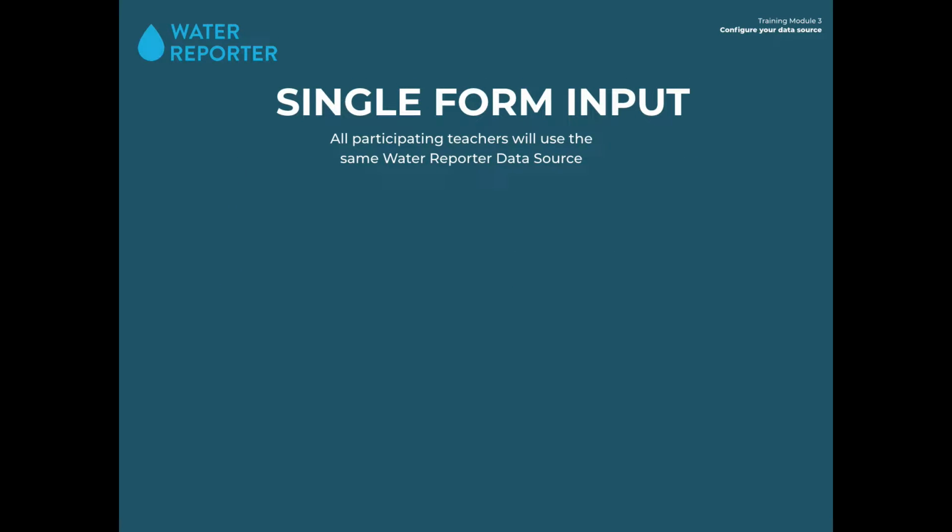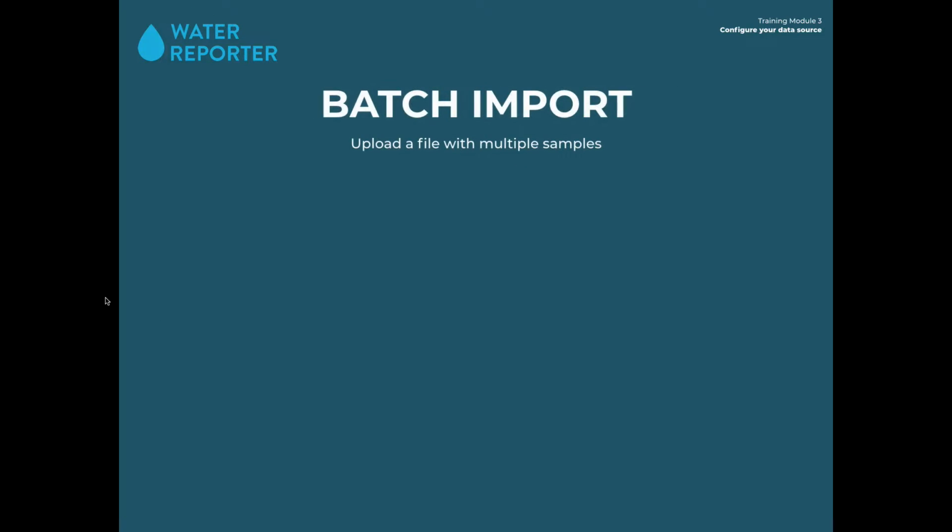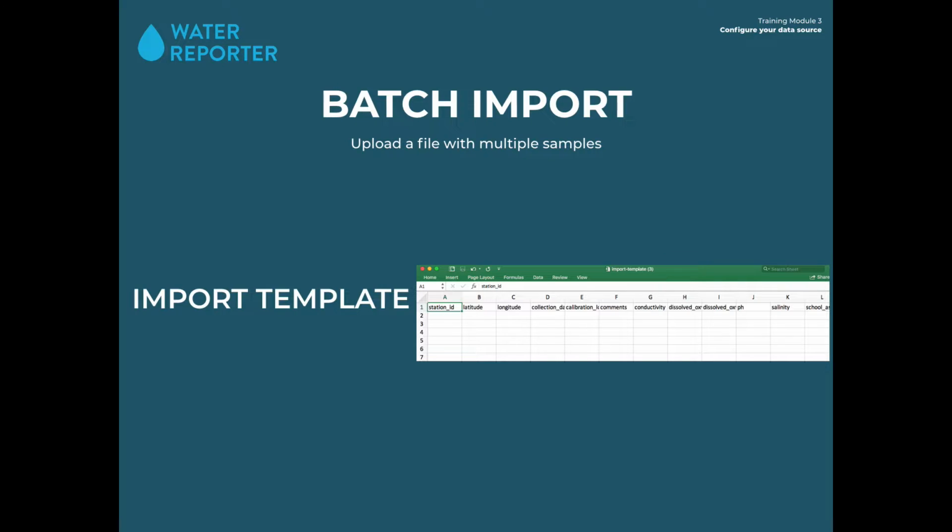The single form input is accessible to all of the teachers through the data source. In this form, you can input your data online by entering information into each of the fields that are relevant to your project. For the batch import, you can have a template stored on your local computer where you input multiple rows of data, and then once you have all of the information configured and reviewed, you can import it directly into Water Reporter.